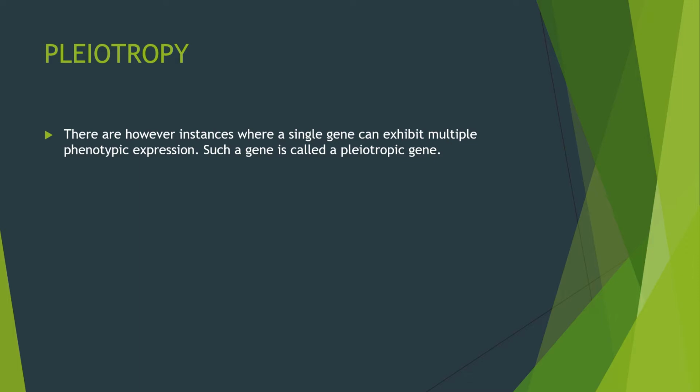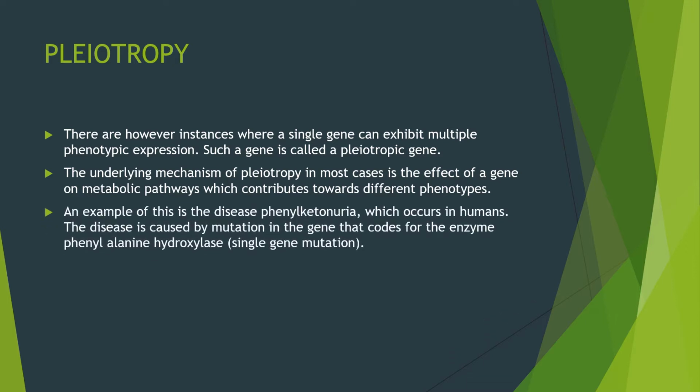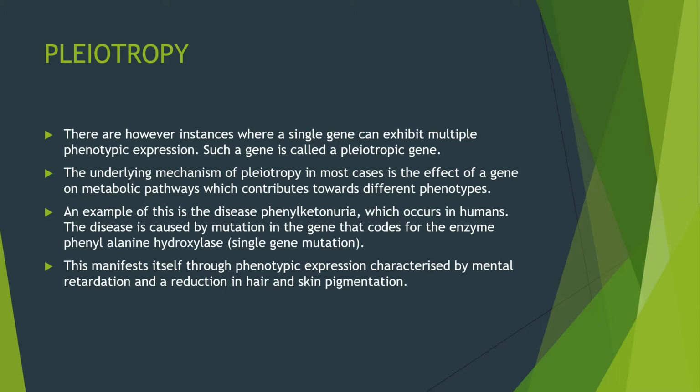The underlying mechanism of pleiotropy in most cases is the effect of a gene on metabolic pathways which contributes towards the different phenotypes. An example of this is the disease phenylketonuria, which occurs in humans. The disease is caused by the mutation in the gene that codes for the enzyme phenylalanine hydroxylase. This manifests itself through phenotypic expression characterized by mental retardation and a reduction in hair and skin pigmentation.